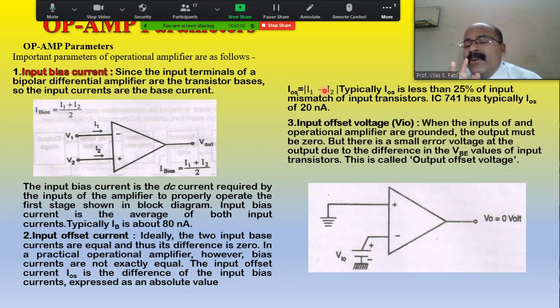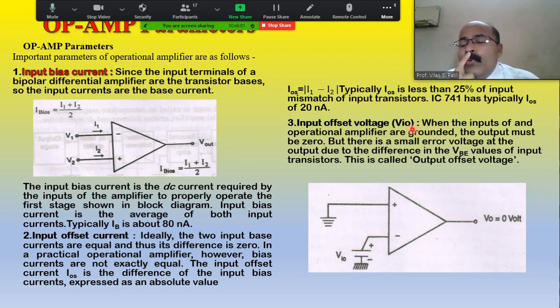And in the case of the IC741, we know that the op amp is the IC741 and it typically has an IOS of 20 nanoampere. 20 nanoampere is basically the input offset current. Okay. Then the third one, we are going to see the third characteristic, that is input offset voltage, which will be indicated by VIO. See here, this is the input offset current and input offset voltage.